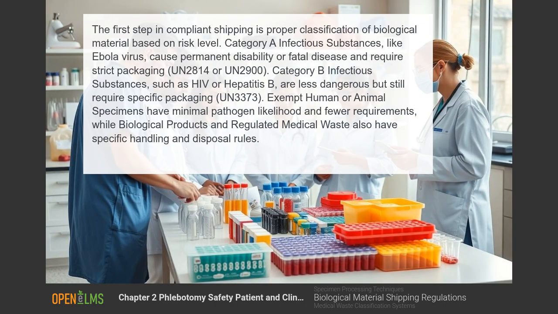The first step in compliant shipping is proper classification of biological material based on risk level. Category A infectious substances, like Ebola virus, cause permanent disability or fatal disease and require strict packaging, UN 2814 or UN 2900. Category B, infectious substances such as HIV or hepatitis B, are less dangerous but still require specific packaging, UN 3373.